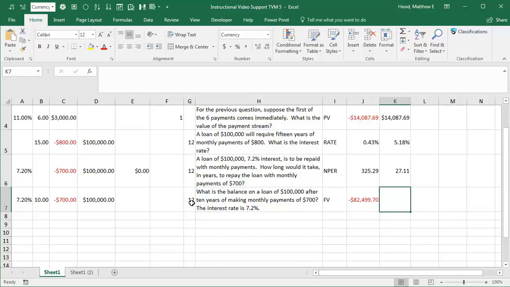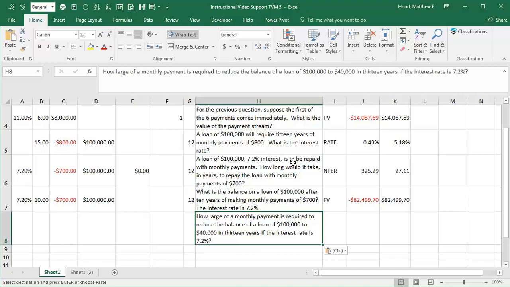So I know that the answer to this question is actually a positive 82,500. So 10 years of making payments of $700, and you've only knocked off some $17,500 off of the initial loan amount. You pay the whole thing off in 27 years, but the first 10 years you don't pay very much off. Alright, the last questions can use the last of these functions to use.